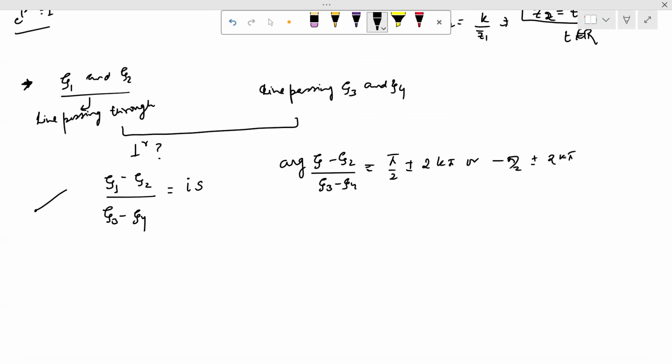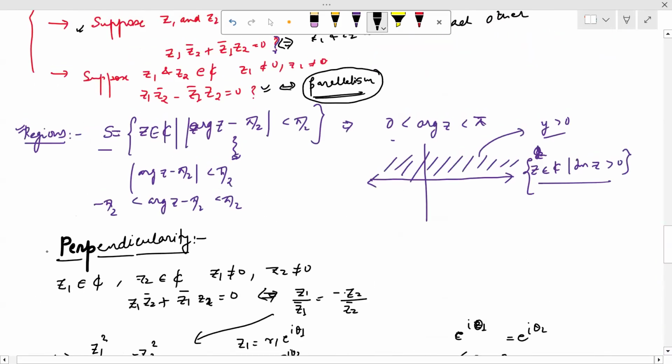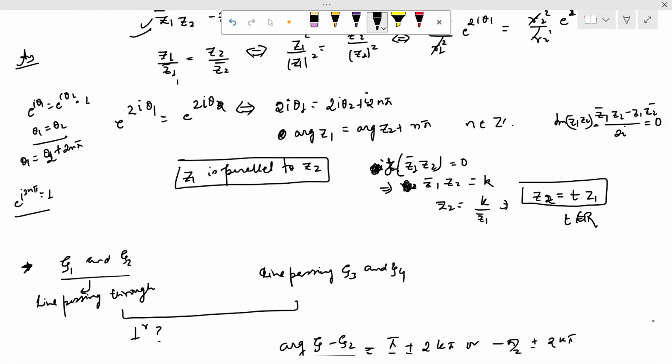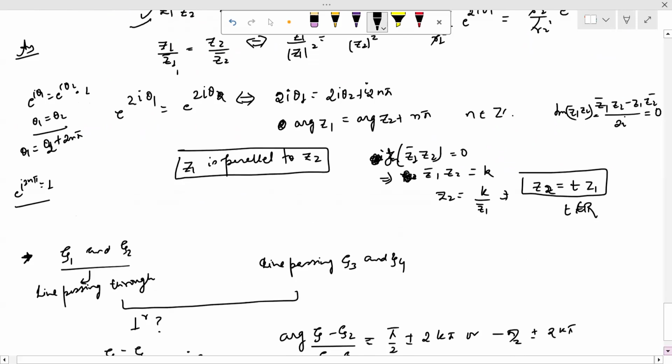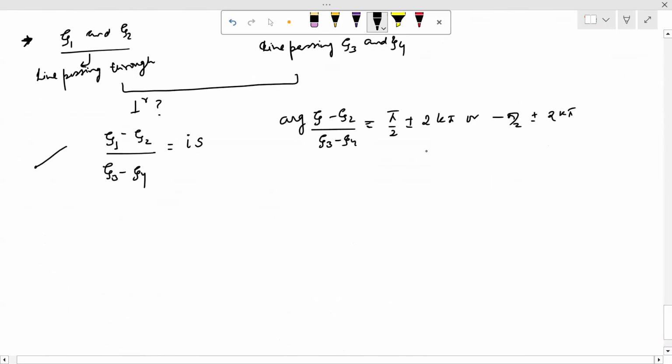All those who have joined today, I think you'll have to see all these things. I've already discussed all these things. So just go through the lecture and understand what perpendicularity is. Once you understand what perpendicularity is, then I don't think there would be an issue with this. And here K belongs to the set of natural numbers union 0.